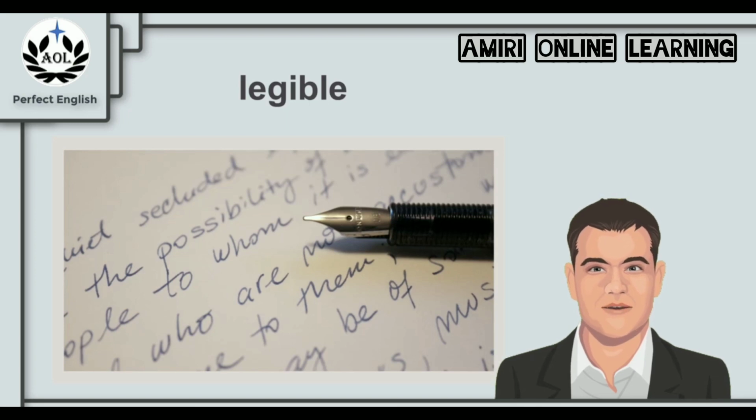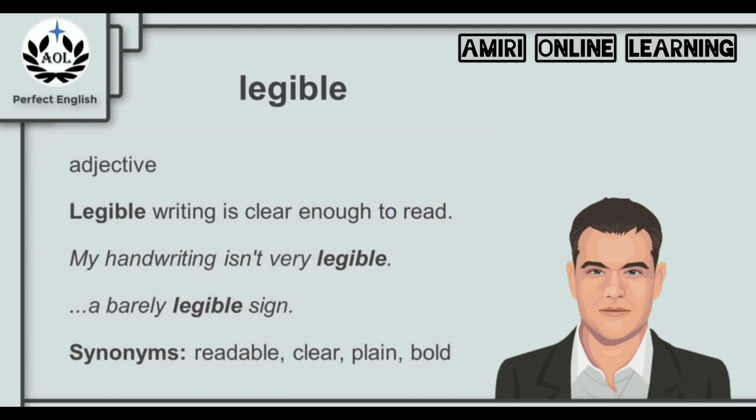And to me, this handwriting we see in this picture is definitely readable. But how does that relate to the word legible? Does it have the same meaning? Let's find out. Now, legible is an adjective. Legible writing is clear enough to read. So exactly like the one we saw in the picture.